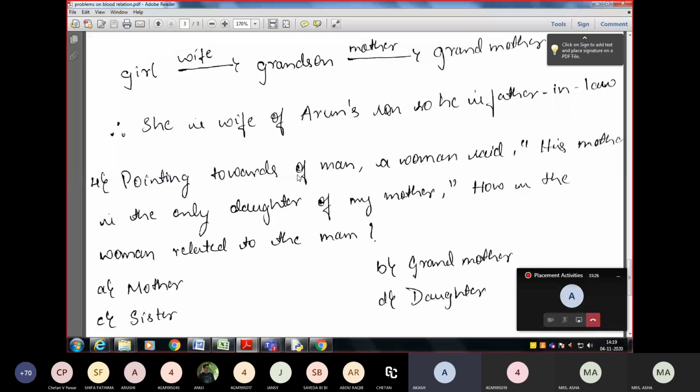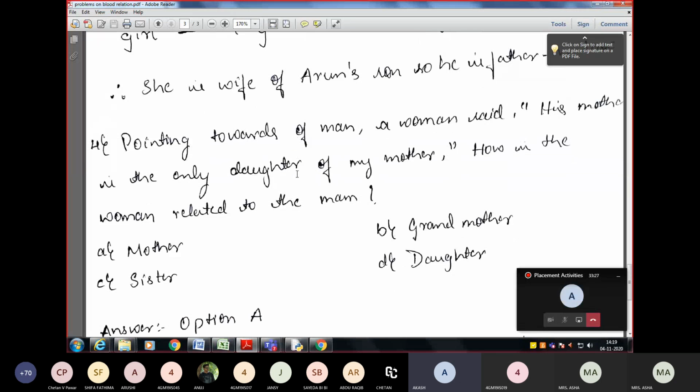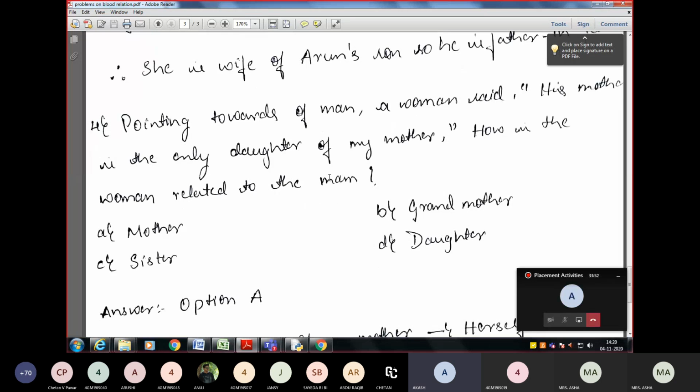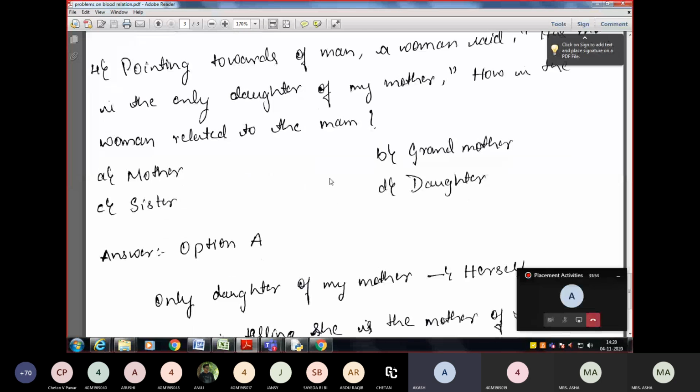So the next question is, pointing towards a man, a woman said, his mother is the only daughter of my mother. How is the woman related to the man? So she is telling that the only daughter of my mother, she is referring to herself only. So the person she is pointing to becomes the son of that woman. So here we have to go for option A, that is mother. So here we conclude this topic. Thank you.